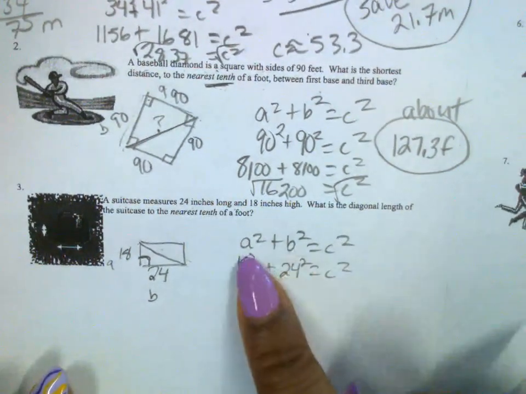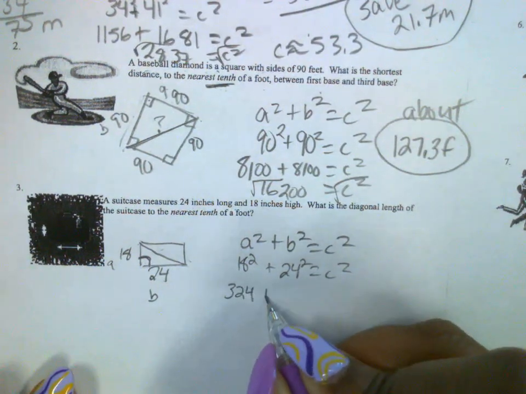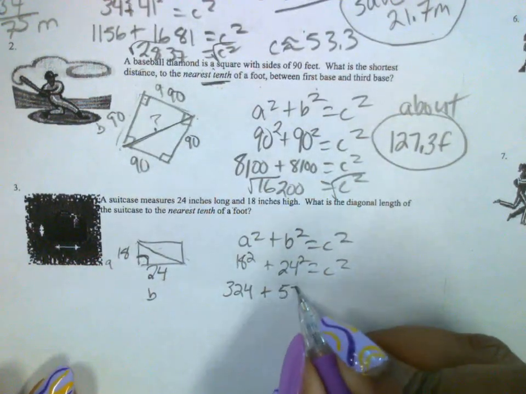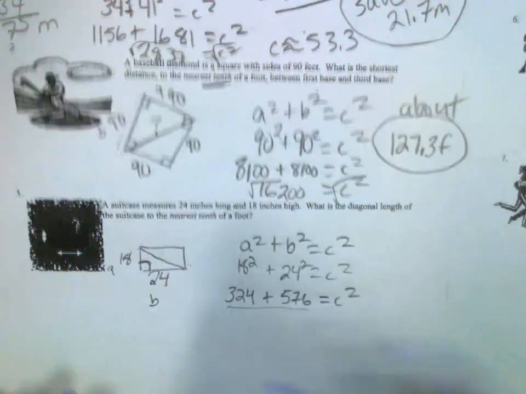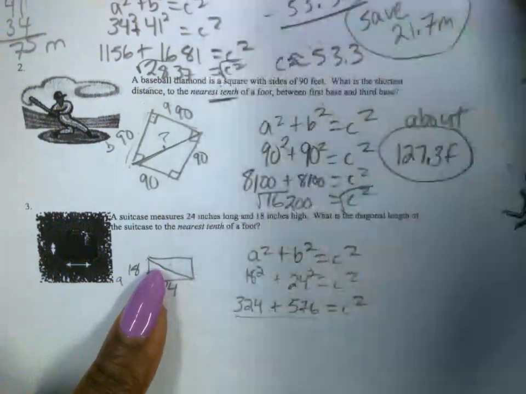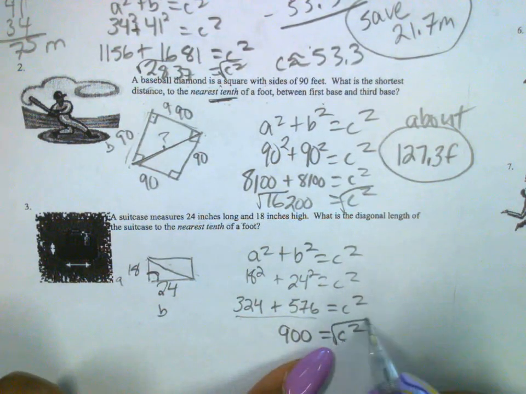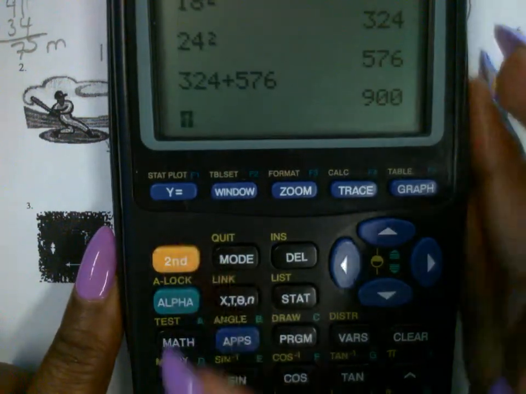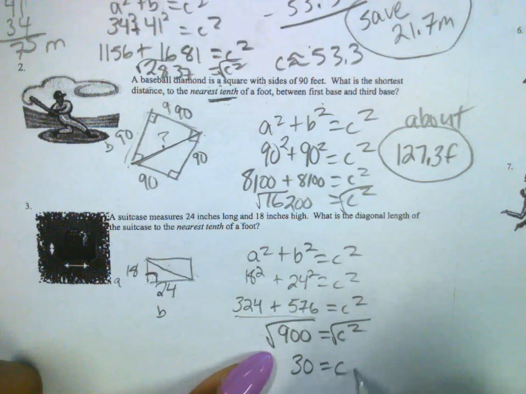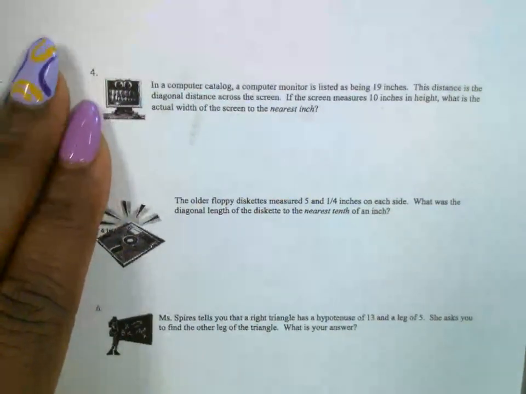Okay? So now let's simplify. We got 18 squared, or 18 times 18. That's 324. Then you got 24 times 24, 24 squared. That's 576. Okay? Add these together. So that's going to be 324 plus 576. You see that? So that gives you 900. So now the opposite of squaring a number to get C by itself is square root. So you have to find the square root of 900. That's second x squared 900. And that gives you 30. So this is 30. 30 times 30 gives you 900. Okay? All right, so now I want you to do these on your own.